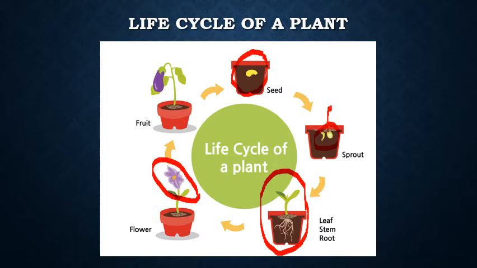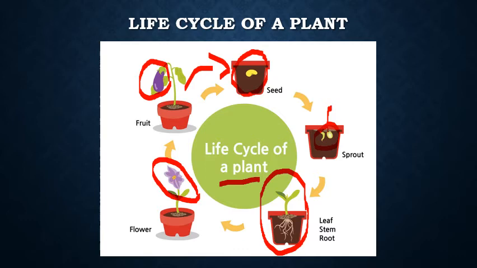After the flower blooms, it is pollinated and it becomes a fruit or vegetable, anything. Now fruits and vegetables have seeds inside. Again, these seeds can be used for growing another new plant. This is called the life cycle of a plant.